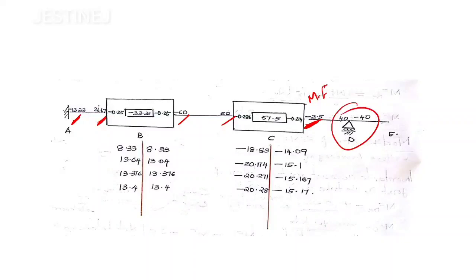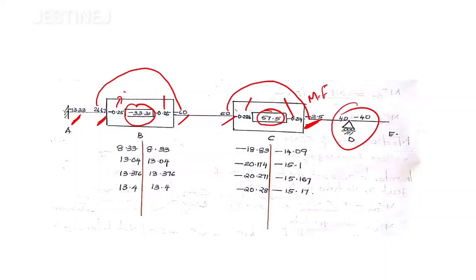After that, you have to add up these values. 26.67 minus 60, then you will get minus 33.33. Similarly, you have to add these two values and you will get 57.5. Then the rotation factor also you have to mention at both ends here and here.